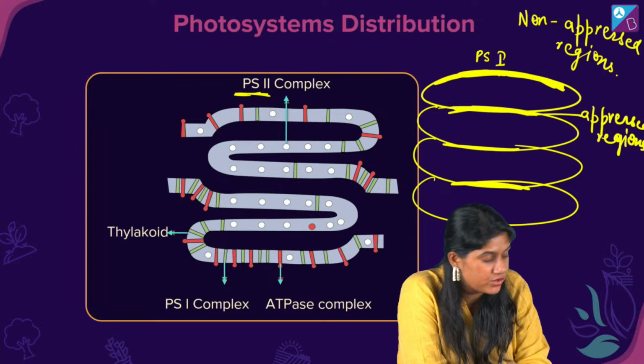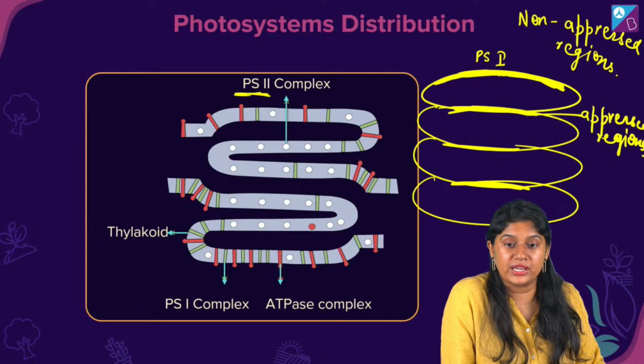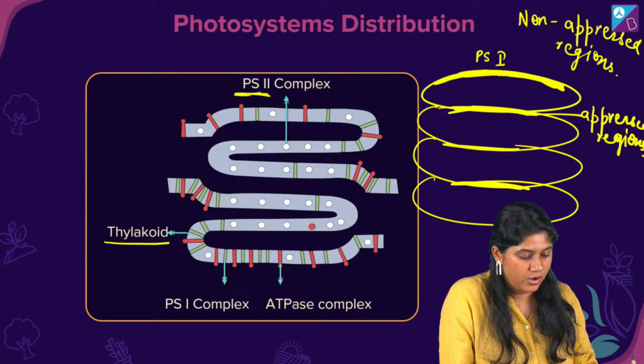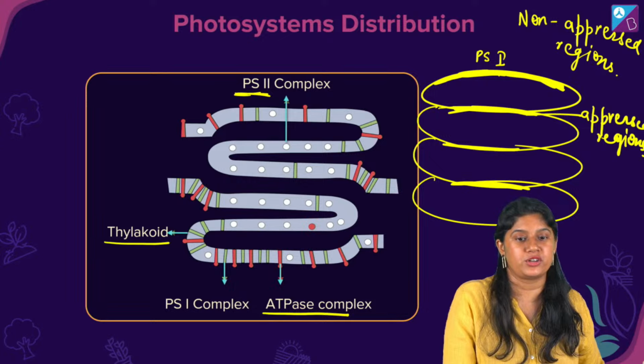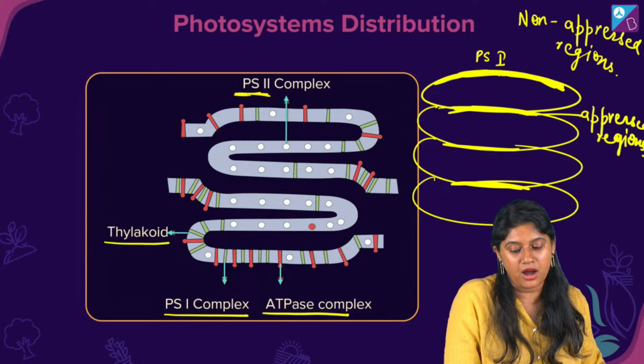Okay, goodbye children, do take care of yourselves. Yes, the thylakoid, of course, we have the green. And in the membrane only, we have the ATPase complex where we will see the formation of ATP, which we will study in the next chapter, but this is important for us. Okay? Where is PS1? Where is PS2? Have we understood?